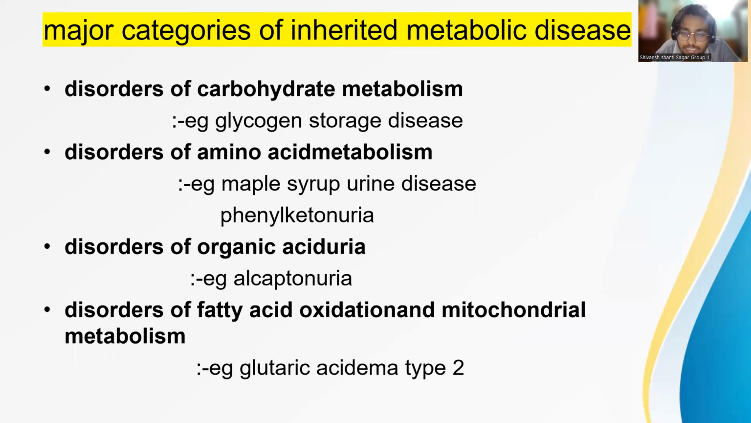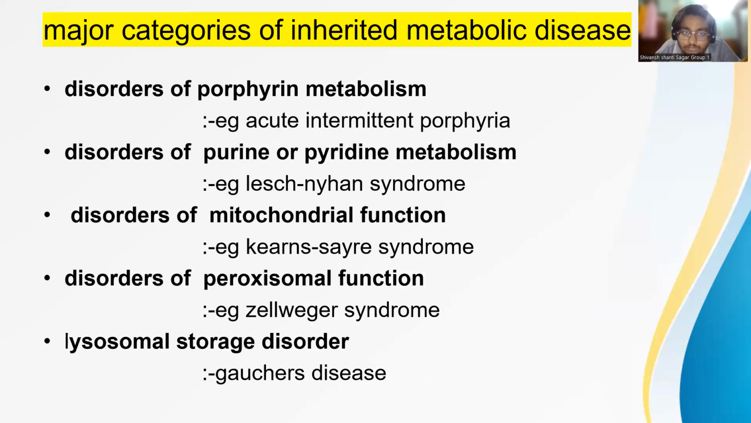For example, we have alkaptonuria. In this, disorders of fatty acid oxidation and mitochondrial metabolism, we have examples such as glutaric acidemia type 2. We also have disorders of porphyrin metabolism, for example, acute intermittent porphyria. We have purine or pyrimidine metabolism, such as Lesch-Nyhan disease syndrome. We have mitochondrial function, Kearns-Sayre syndrome. We have peroxisomal function disorders, which is Zellweger syndrome. We have lysosomal storage disorders. We have Gaucher syndrome.